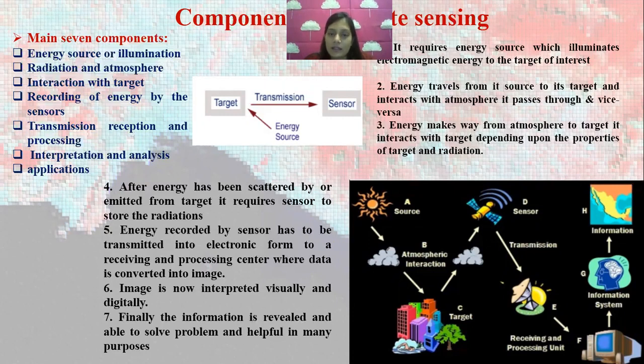What is atmospheric interaction? The sun is very far away from earth. We all know that radiations come to us very strongly. So from source A, the radiation will travel through the atmosphere. This is a very important terminology, as the atmosphere comes in between the source and the target.